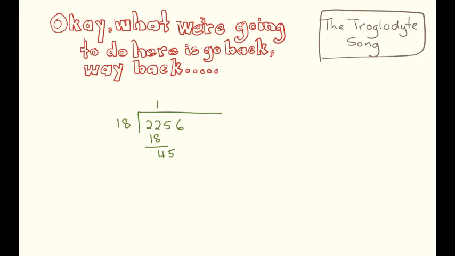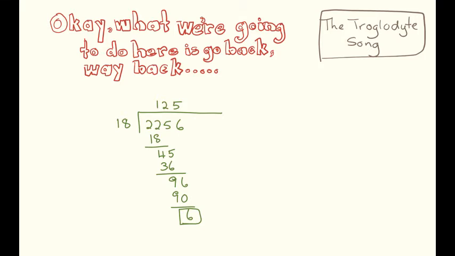18 goes into 45 twice. Twice 18 is 36. Bring down the 9, subtract that, get the 9, and bring down the 6. 18 goes into 96 5 times. 5 18s are 90. So we've got 6 left over. So obviously 18 won't go into 6. So we have a remainder of 6.